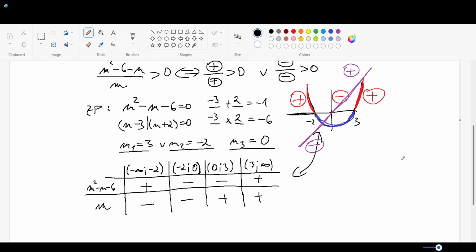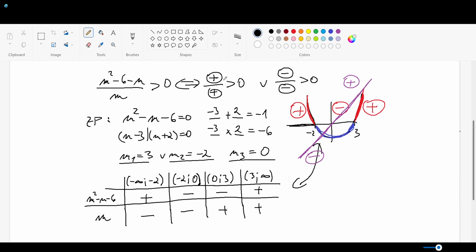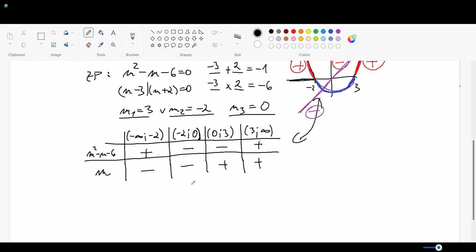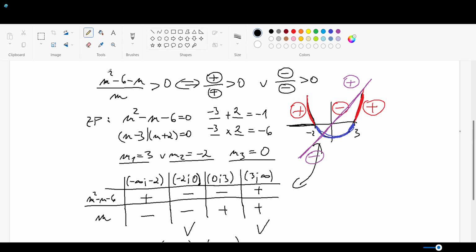Now I'm looking, as you can see here, for the combination of two positives or two negatives, and then this fraction will be a positive number. So in our case, only this interval fits. So basically we can make the conclusion that m is from the interval -2 to 0, both open, union 3 to infinity. Okay, so this is the solution of our inequality.